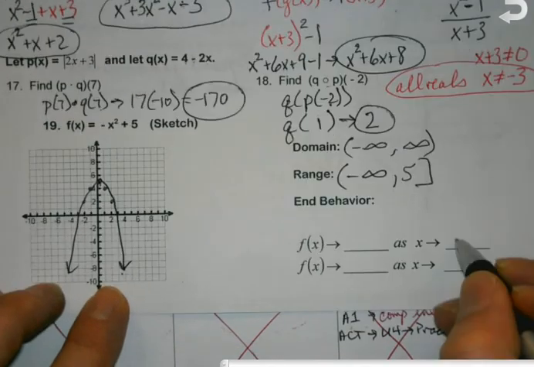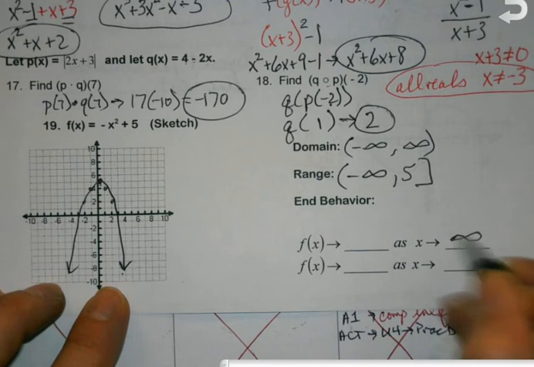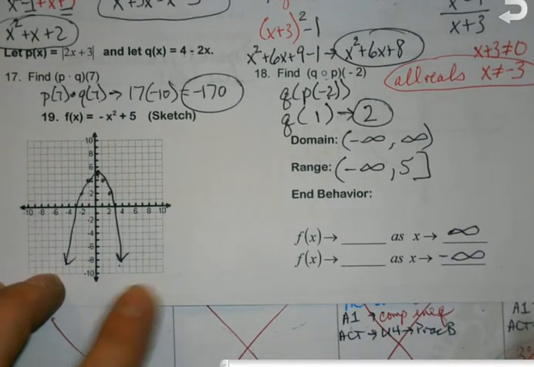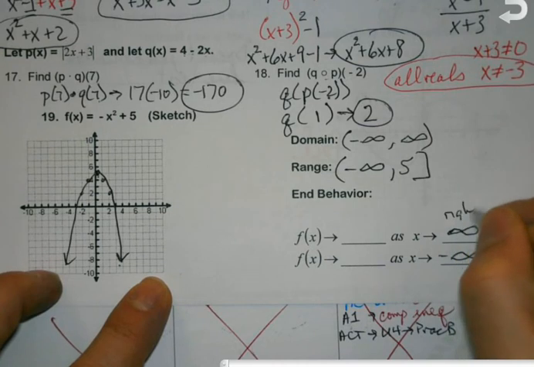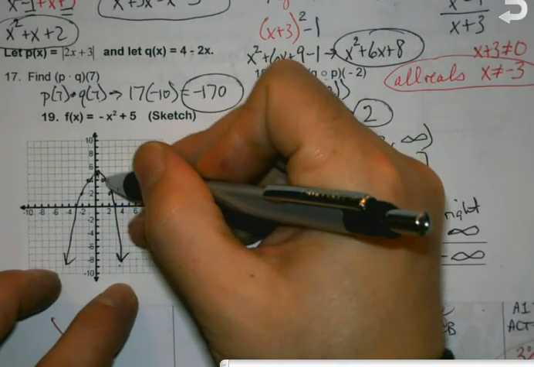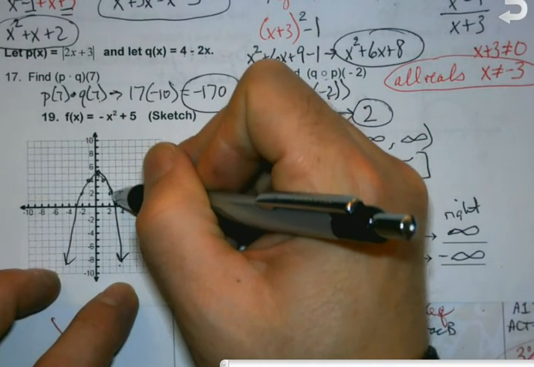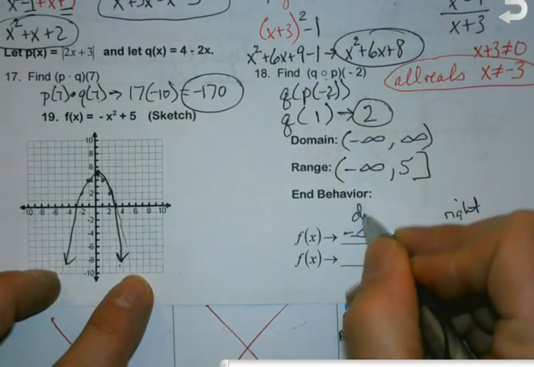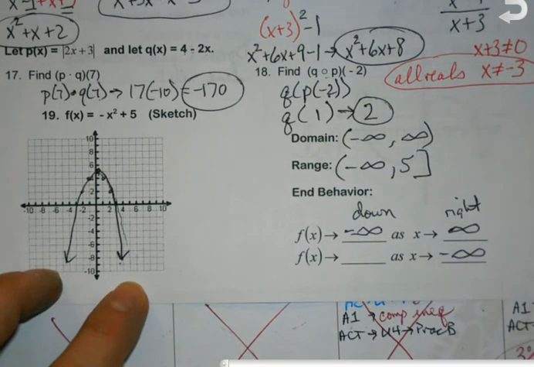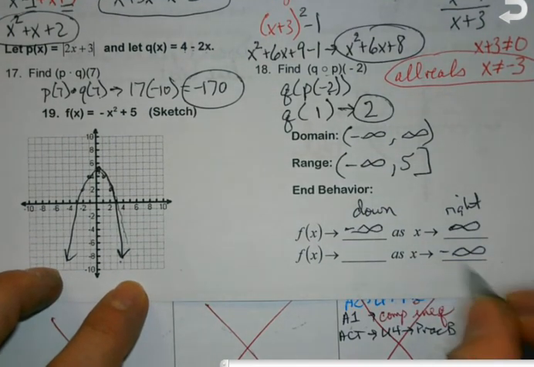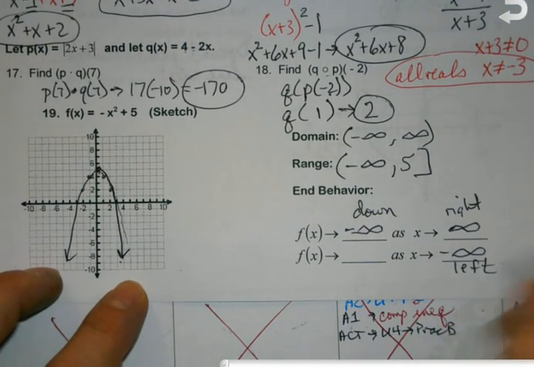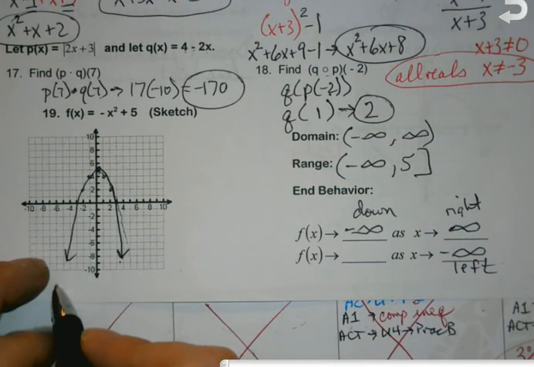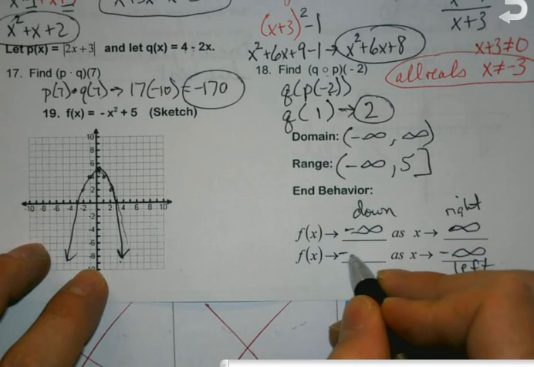My end behavior: for my x, I always have one that's positive and one that's negative. For the positive, this is saying as my x values go to the right, as they come this way, what's happening to my y values? They're going down, so that's negative infinity. As x approaches negative infinity, in other words, as my graph goes to the left, what's happening to y? Still going down.